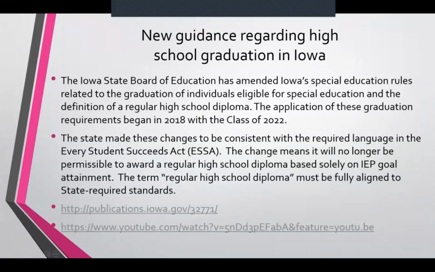So you may have heard them mention in the video that sometimes if things are modified too much, then a child's not going to meet graduation criteria. And that's changed a little bit here recently in Iowa, beginning in 2018, so starting with the class of 2022. With the Every Student Succeeds Act, they had to make changes to be consistent with that. Before that, sometimes regular high school diplomas were awarded based solely on IEP goal attainment. Now regular high school diplomas must fully align to the state required standards. So if things are modified so that they don't meet those standards anymore, then the child is not going to be awarded a regular high school diploma.